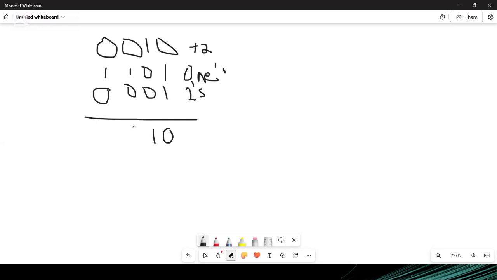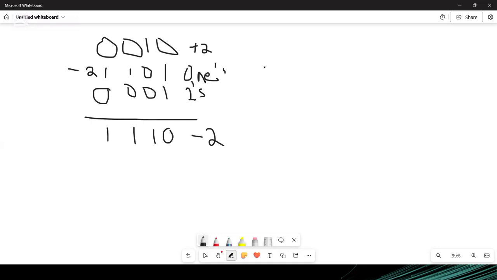1 + 0 will give us 1, and 1 + 0 will give us 1. So now this is -2 in 2's complement. But in 1's complement, this is -2. And we have seen that when we did arithmetic calculation here, there was a problem with the 1's complement. So let's try the same thing with the 2's complement.